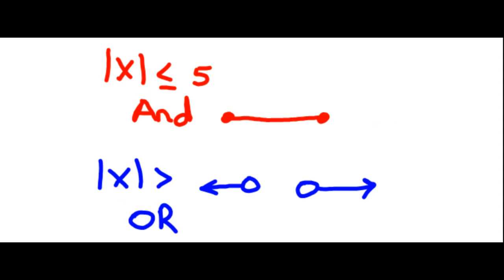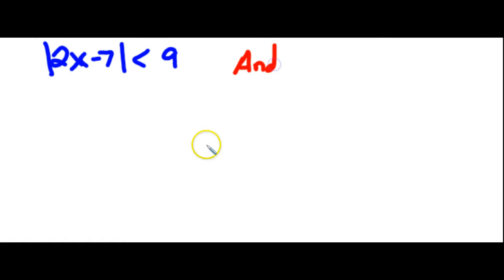Let's go ahead and look at example 2. The absolute value of 2x minus 7 is less than 9. So right away we know that this is going to be an AND inequality, because the distance is less than.